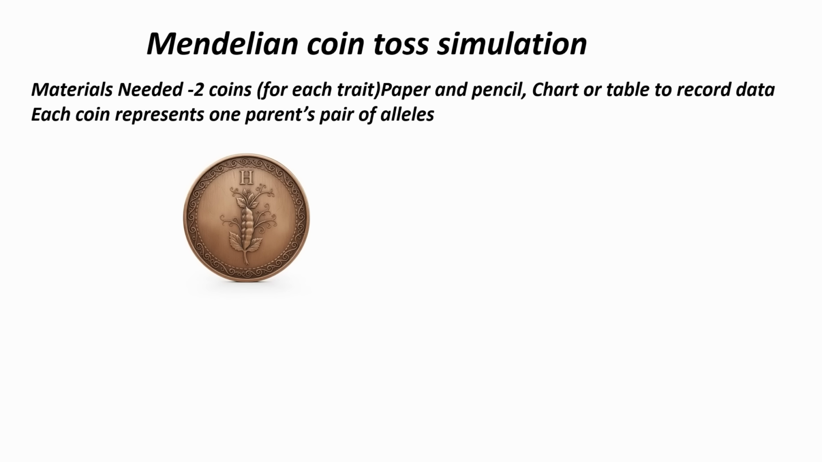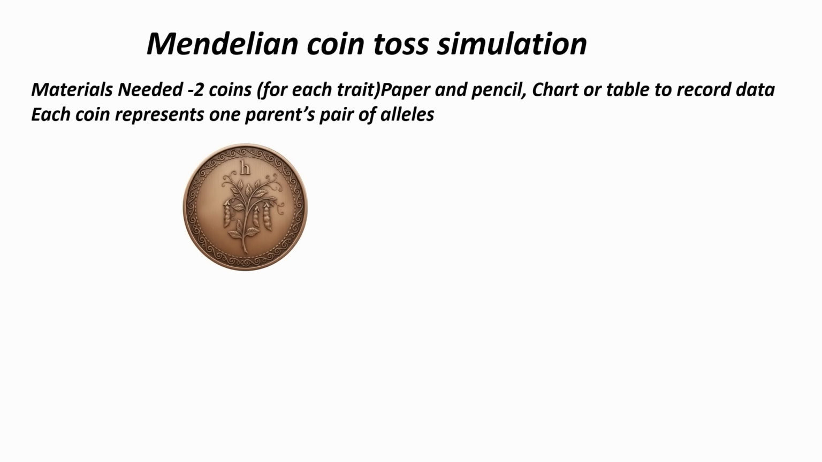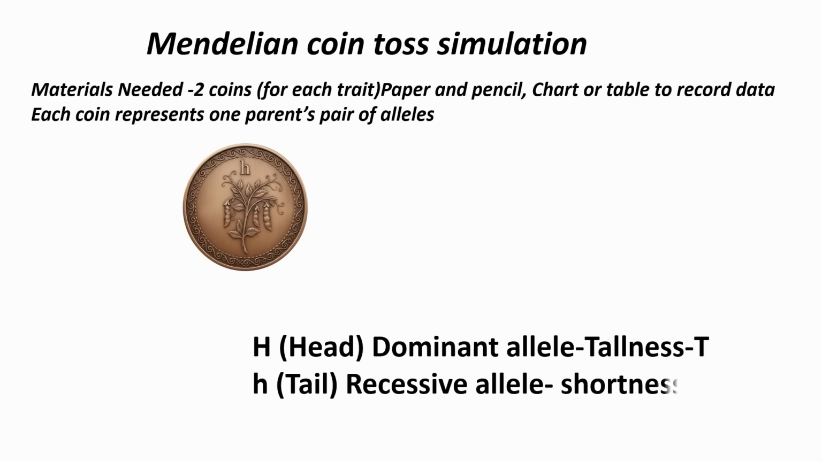The materials needed to do this activity are two coins, paper and pencil, and a chart or table to record the data. Each coin represents one parent's pair of alleles. Here you are observing capital H, and another one is small h. Capital H, that is head, represents the dominant allele, that is tallness. Small h, tail, represents the recessive allele, that is shortness.